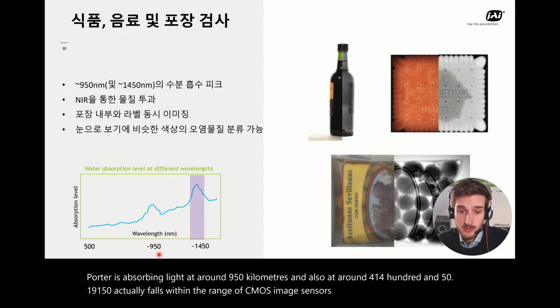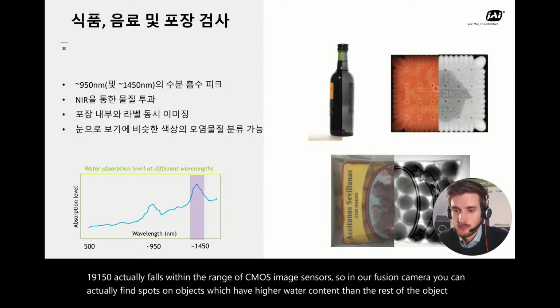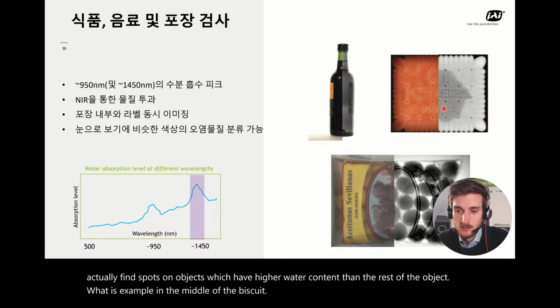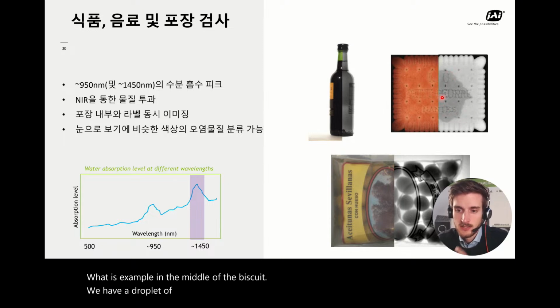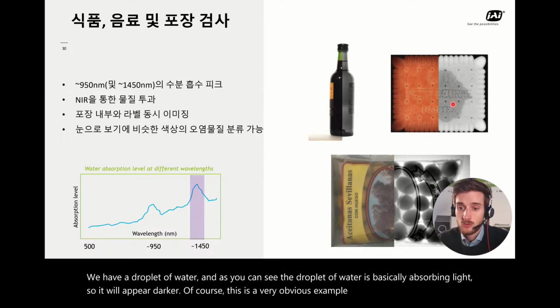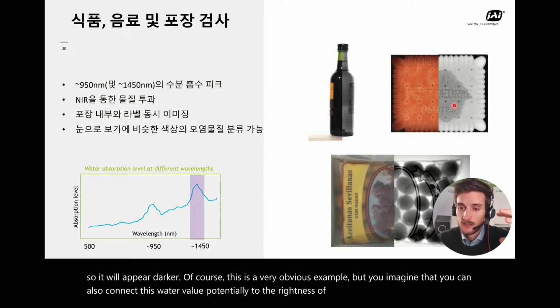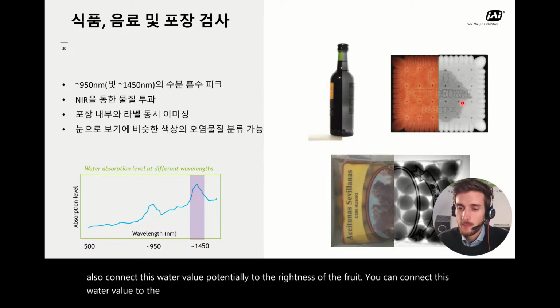So in our Fusion camera, you can actually find spots on objects which have higher water content than the rest of the object. In this example, in the middle of the biscuit, we have a droplet of water, and as you can see, that droplet of water is basically absorbing light, so it will appear darker. Of course, this is a very obvious example, but you can imagine that you can also connect this water value potentially to the ripeness of the fruit. You can connect this water value to the sugar content of the fruit maybe, or you can use a different waveband to find the actual sugar content, and so on and so on.